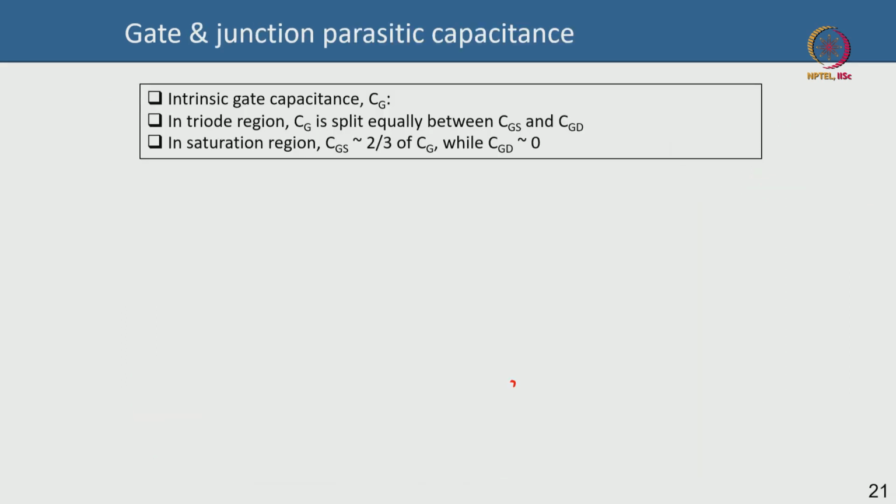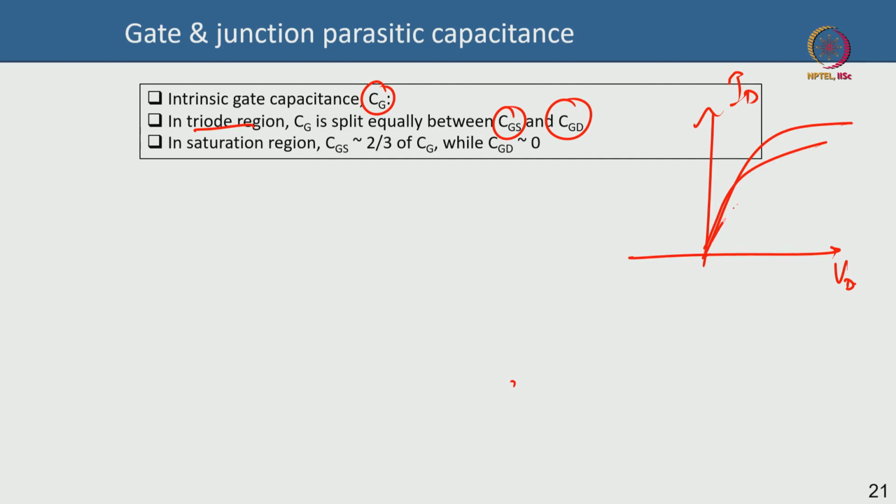Now that we have discussed resistance, we can come to capacitance. Capacitances are very, very important in any RF devices. The intrinsic gate capacitance, the true gate capacitance CG, has two parts. One is your gate source capacitance, one is your gate drain capacitance. In the triode region, the linear region, which is when you have ID versus VD, the output characteristics, it goes something like that, right? Correct. This is the triode region, the linear region.